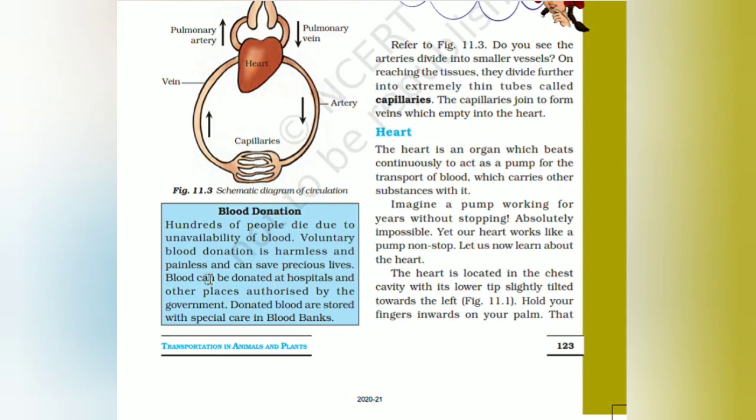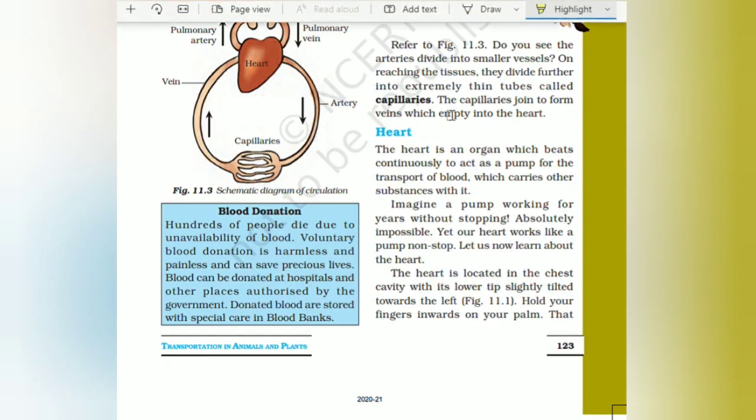Blood donation. Hundreds of people died due to unavailability of blood. Voluntary blood donation is harmless and painless and can save precious lives. Blood can be donated at hospitals and other places authorized by the government. Donated blood is stored with special care in blood banks.